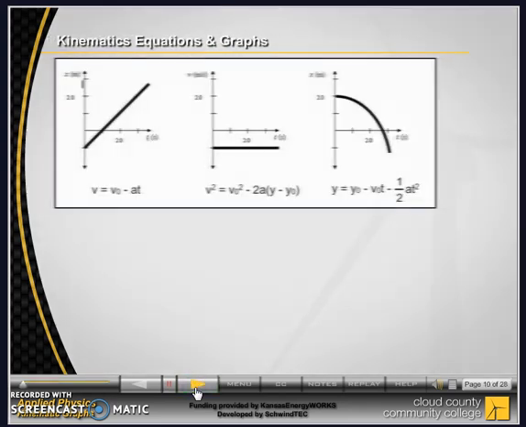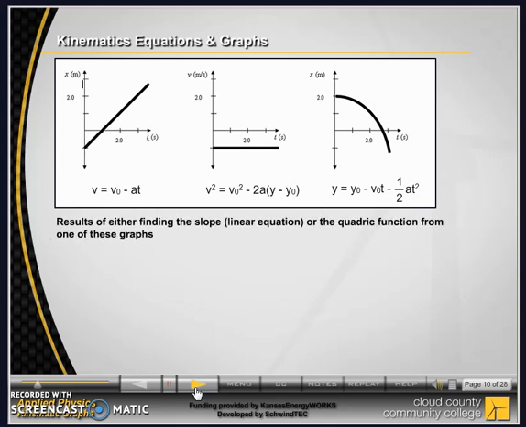After playing with the ideas from graphing motion as either position versus time or velocity versus time, you should be able to see where the following equations were produced. They are the results of either finding the slope, linear equation, or the quadratic function from one of these graphs. Once you compare the equations to the graph types, you should have a sure-proof method of understanding multiple ways to represent motion. You can fully describe motion in pictures, words, graphs, and also mathematical equations.